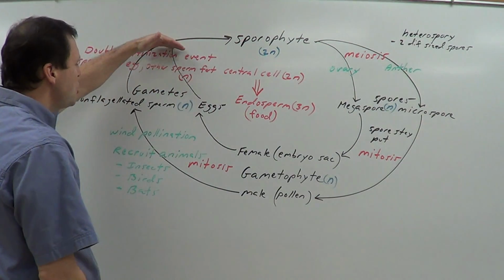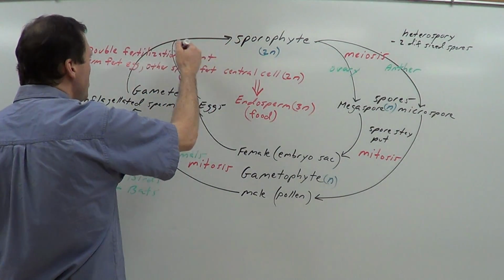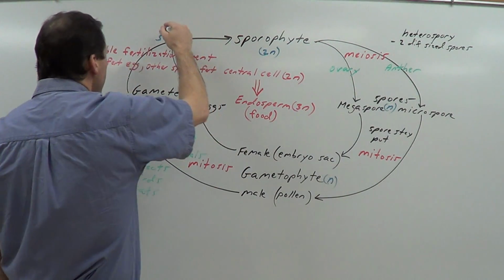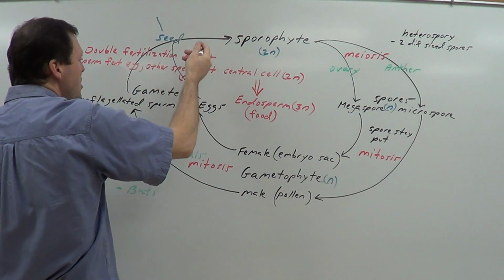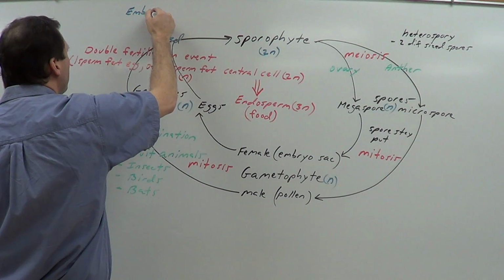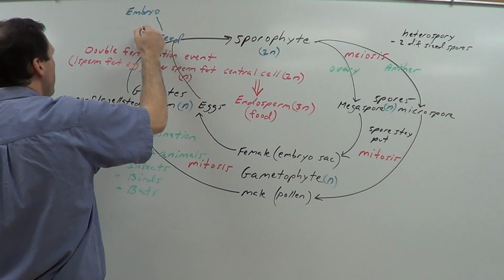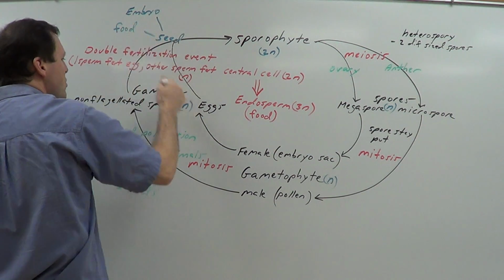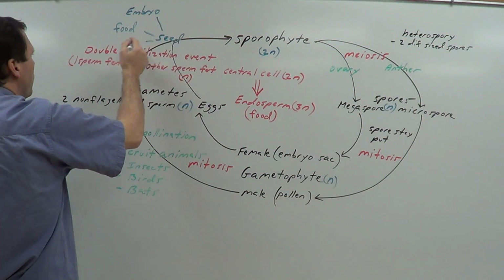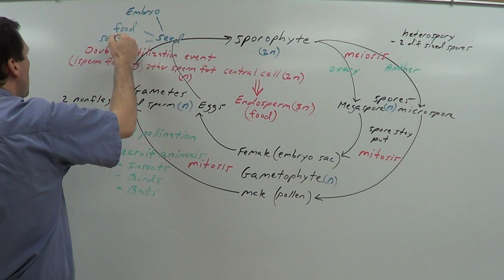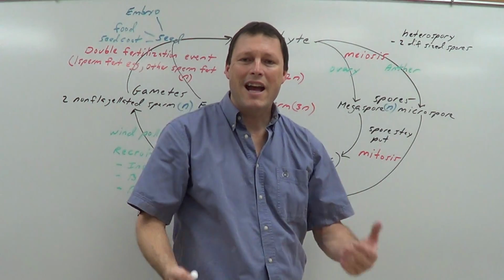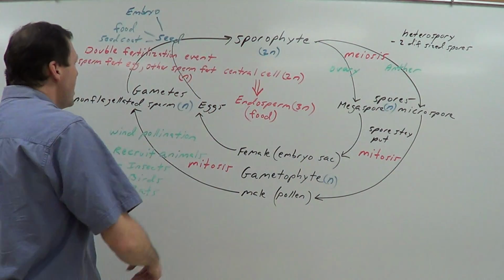Now once fertilization occurs, again, just like gymnosperms, we're going to get seed development. And the seeds are going to consist of 3 parts: an embryo, a food source, which is going to be our endosperm that we just created here, and also we're going to get a seed coat. And the seed coat is going to provide protection to the seed.